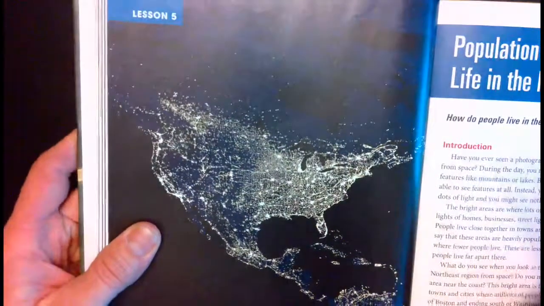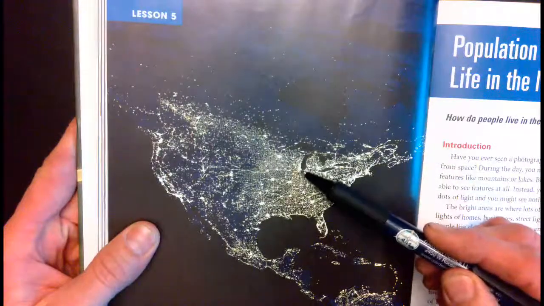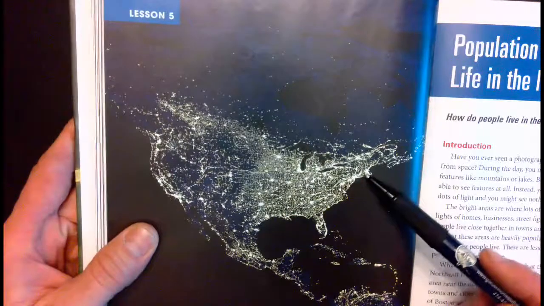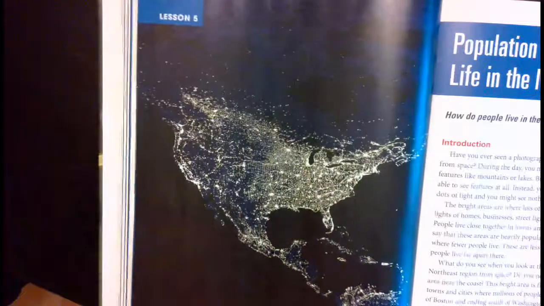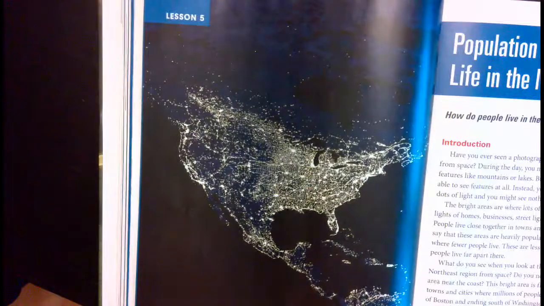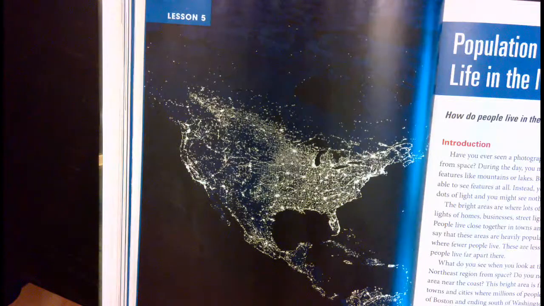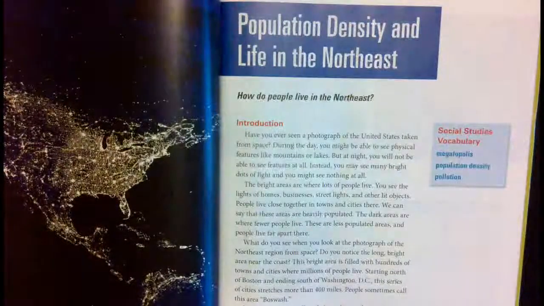I bet you can find Milwaukee. Yep, there it is, right along Lake Michigan, and that bigger white spot there, that's Chicago. Well, I bet you can guess what these are out here: New York, Boston, Washington, D.C. That's what the United States looks like from the sky. The cities that give off a lot of light, obviously, have lighter dots on the map. All right, well, let's talk about population density and life in the Northeast.